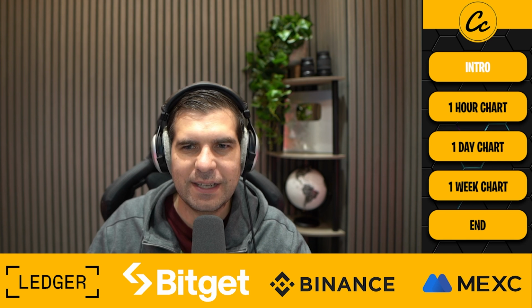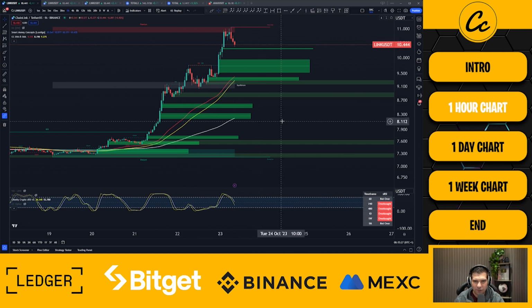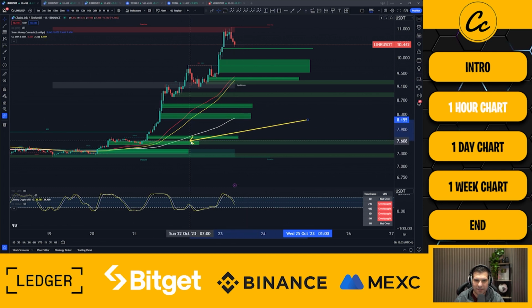Let's jump right down into today's video, and we'll kick things off with the 1 hour time frame here for Chainlink. So here we have Chainlink paired up with USDT. We're using the 1 hour Binance chart here, and as you can see, there's a lot of green here, right? And so what is all of this green that you are seeing? This is smart money concepts.